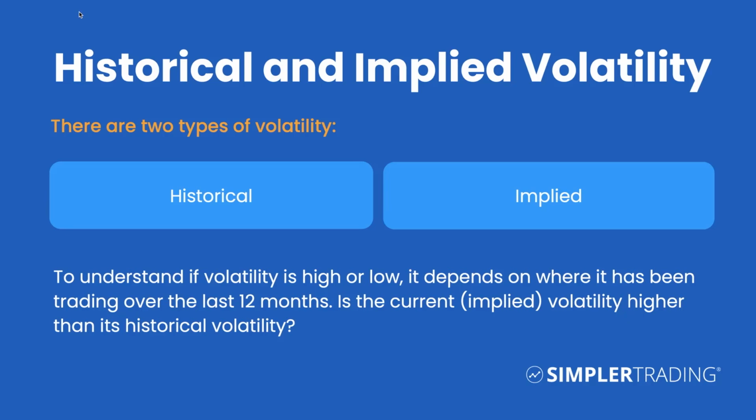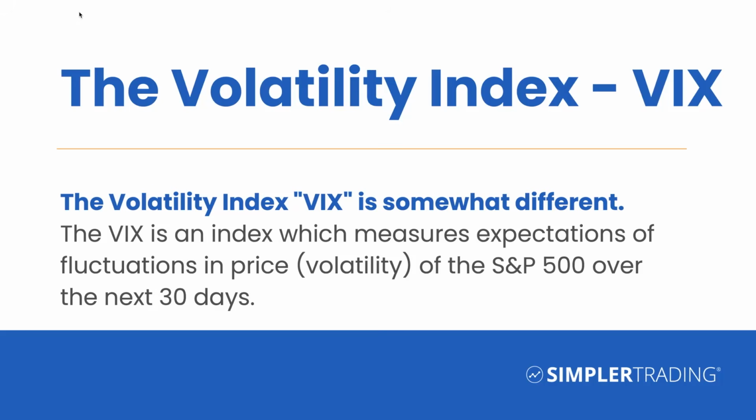And so the goal is not necessarily to say this has high volatility relative to something else, because we can already kind of figure that out. But the idea is whether the implied volatility is high relative to what it has been for that stock in the past. The volatility index, otherwise known as the VIX, is somewhat different.